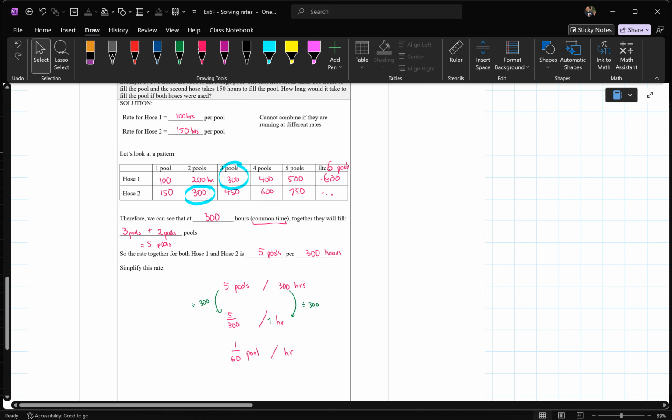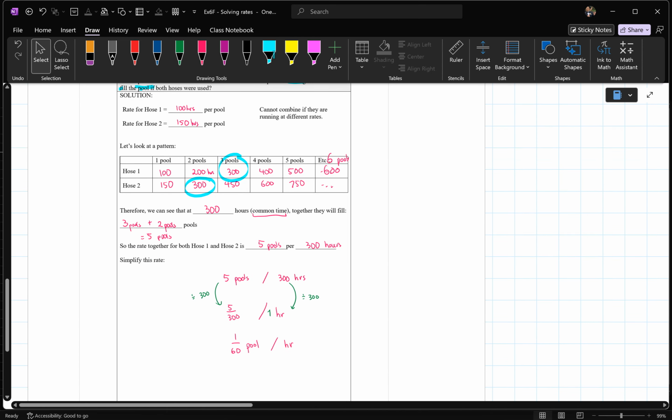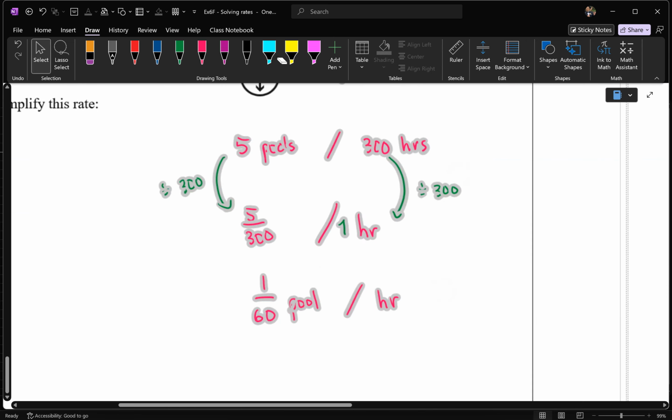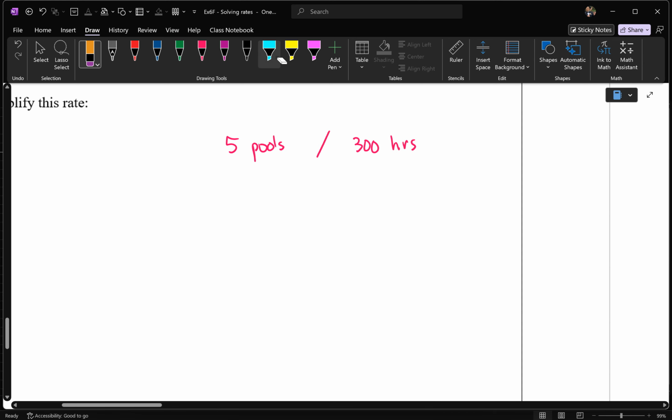So how long would it take to fill the pool if both the hoses were... Oh, sorry, no, I haven't answered the question. The question was asking how long it would take to fill the pool, so you need one pool. Whoops, my bad. I should go back to this. We're actually trying to figure out how long it takes to fill up one pool. So let's do it again.